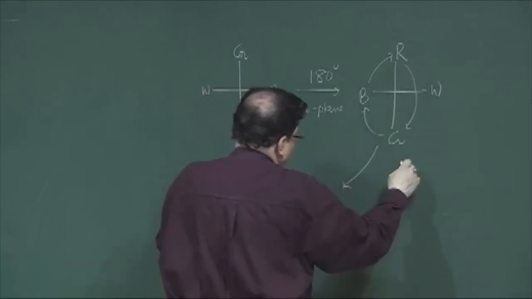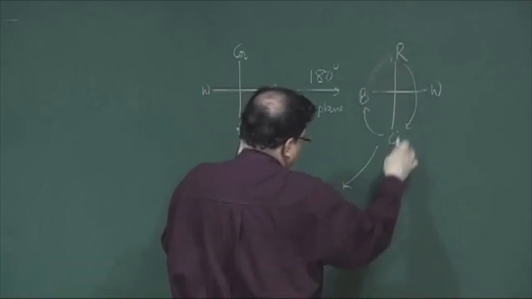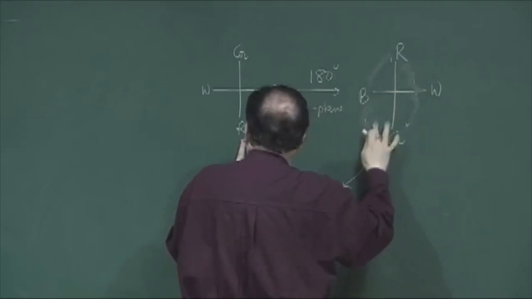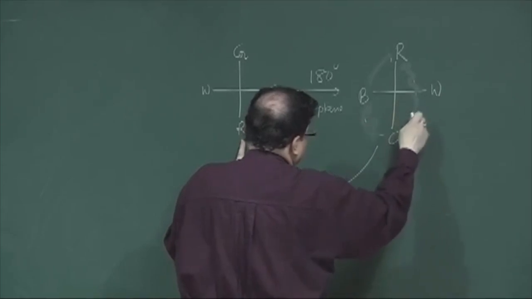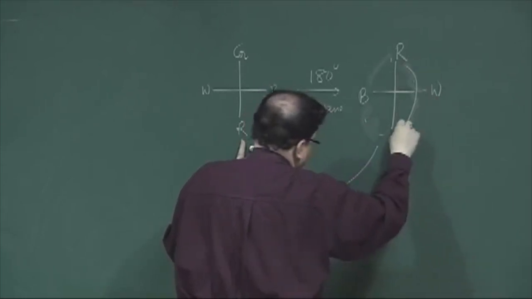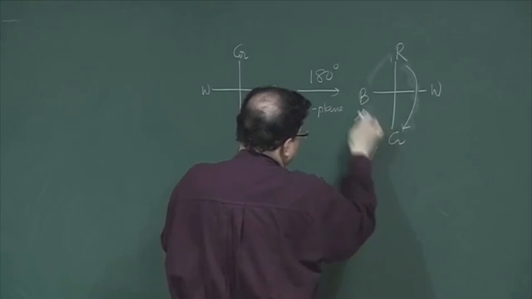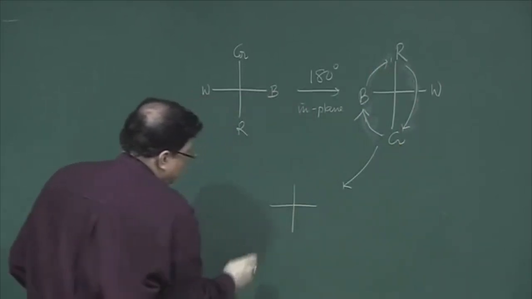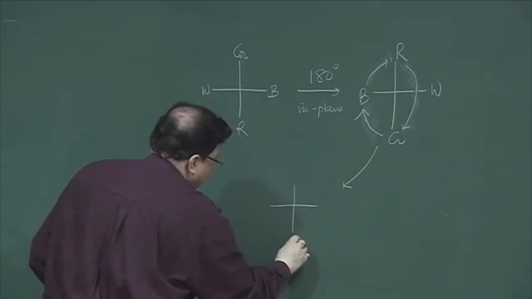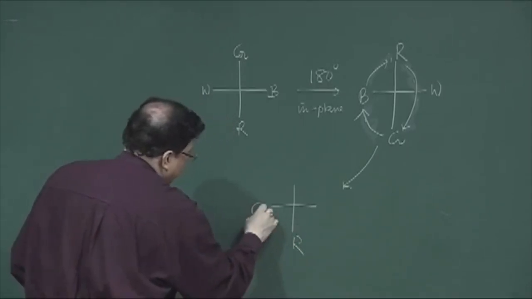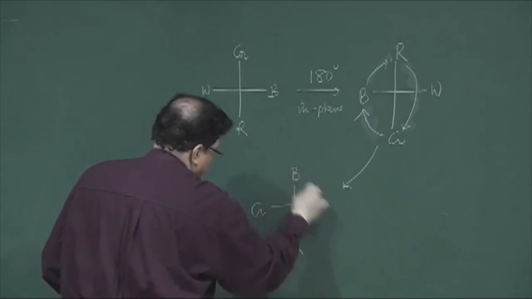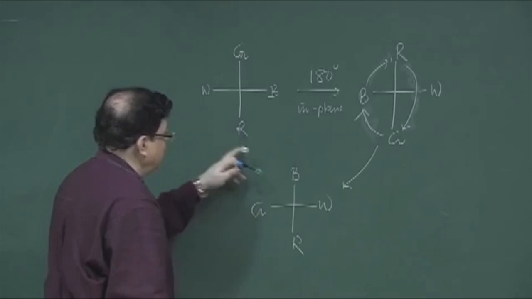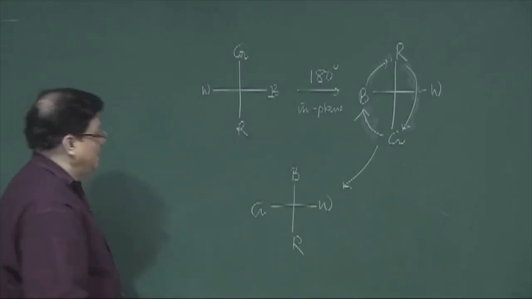So now, sorry, what happens? R goes here, sorry, maybe it will be the other way around, because I want to put the R here. So R there, G here and B there. So if you do that, what will happen? Here it will be R, here it will be G, and here it will be B, and W remains at the same position. At least R has come to the place where it was originally.